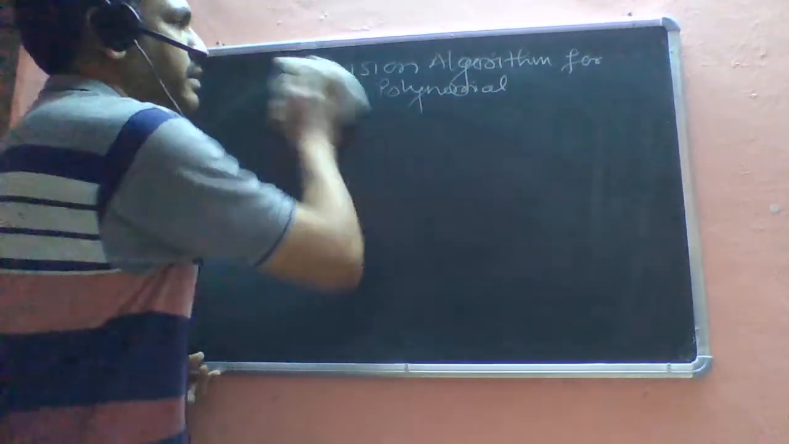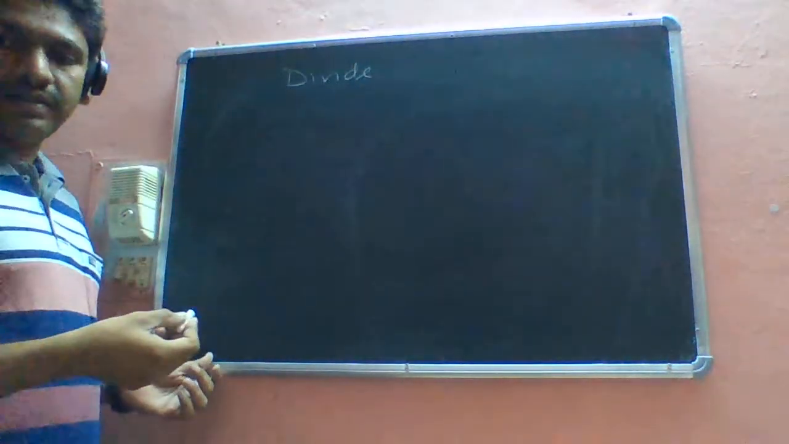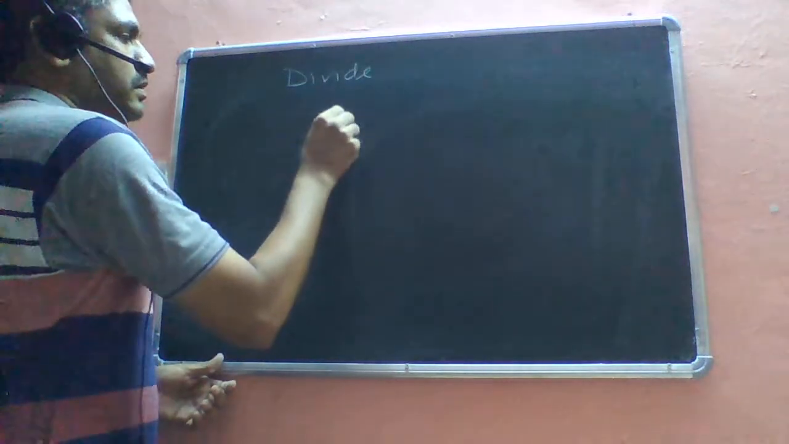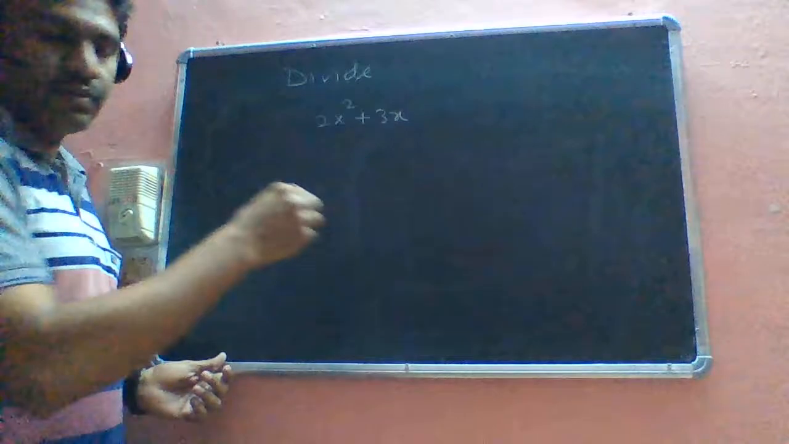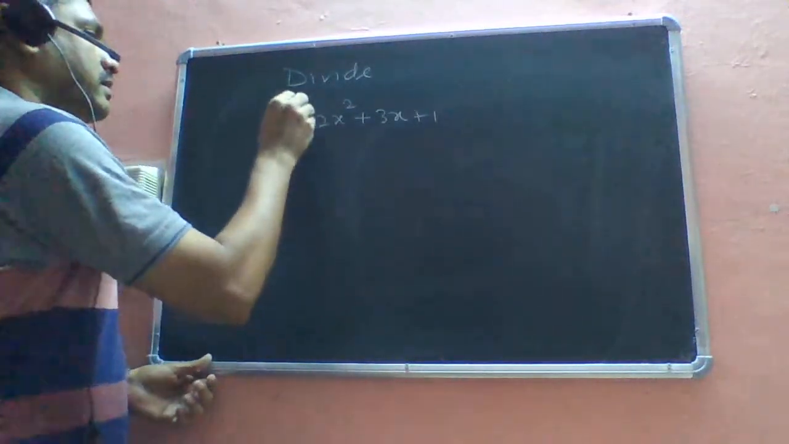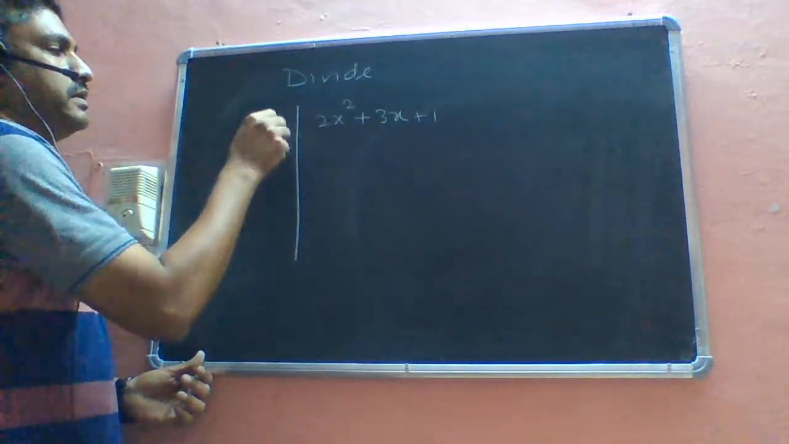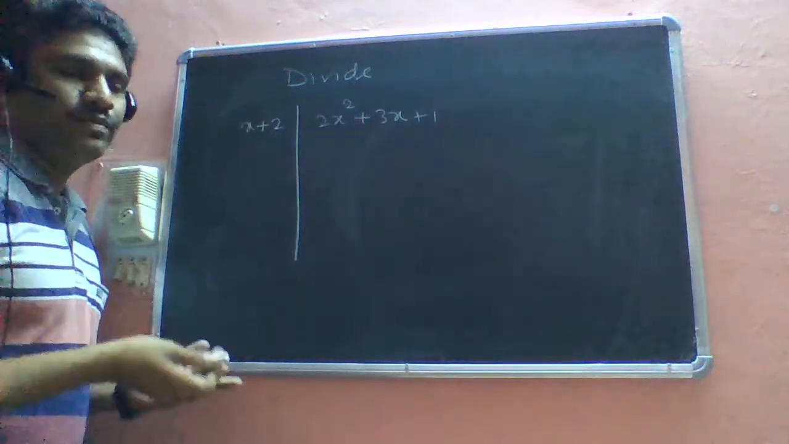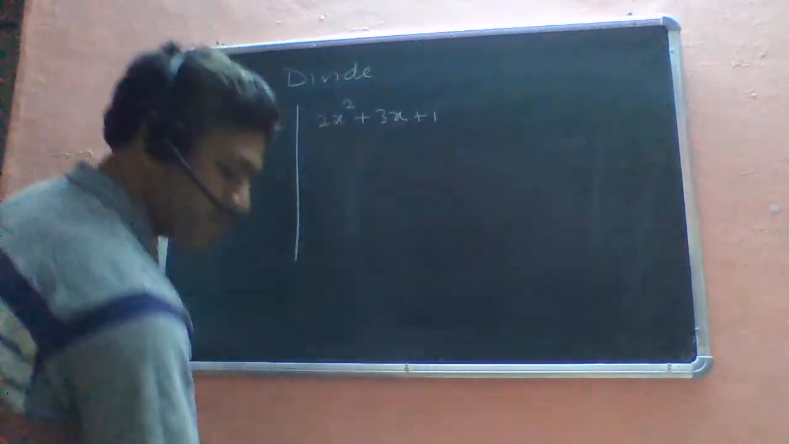So I will take one example of division algorithm by another polynomial. Then how to do it, let us see. The example is: divide 2x square plus 3x plus 1 by x plus 2. All right. I'm taking the example which is in the book. I'm just going to show the steps only, because you know how to do these things, and this is what we are going to divide.